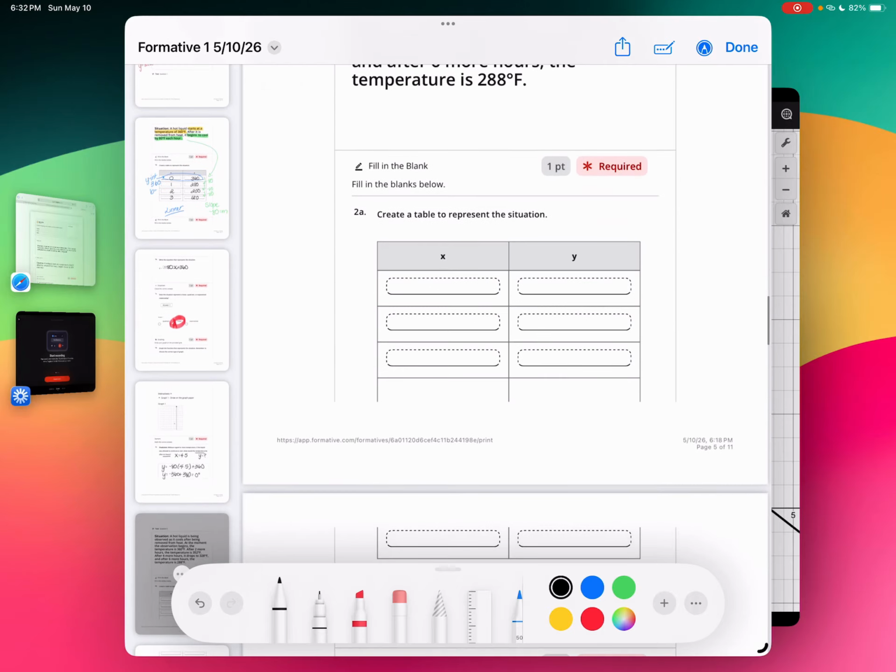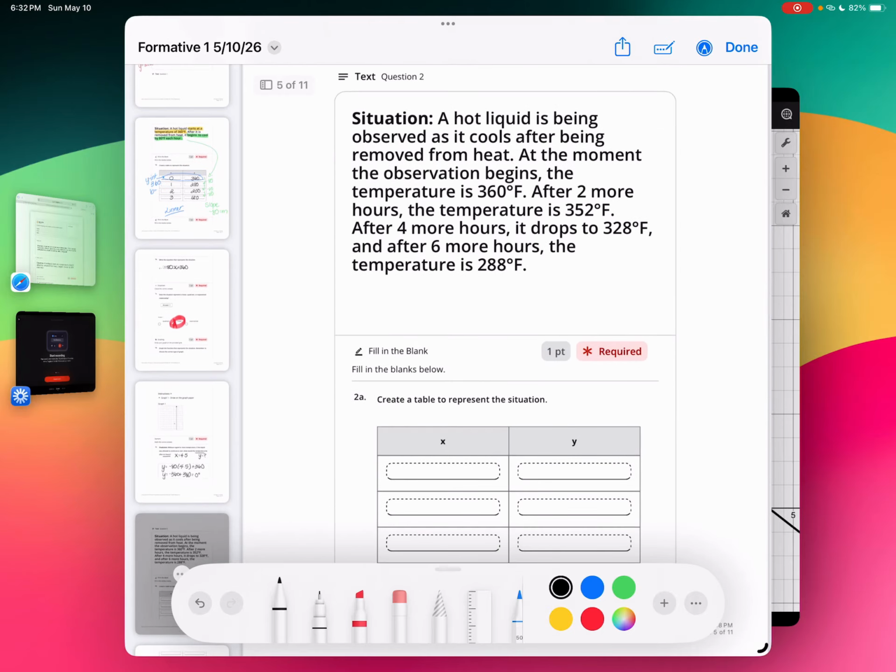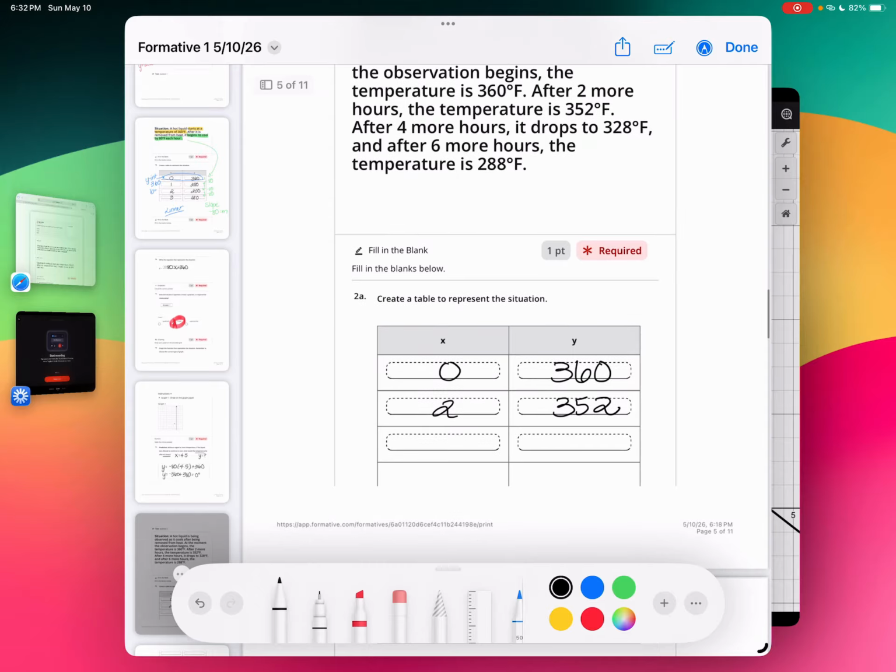Okay, so a hot liquid's being observed after it cools. This is a whole other situation. It begins at 360, so same thing: at 0 hours, it's 360 degrees. After 2 more hours, the temperature is 352. Then after 4 more hours, it's 328. And then after 6 hours, it is 288.